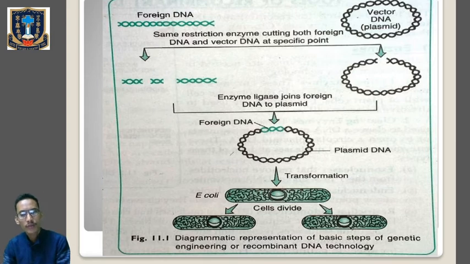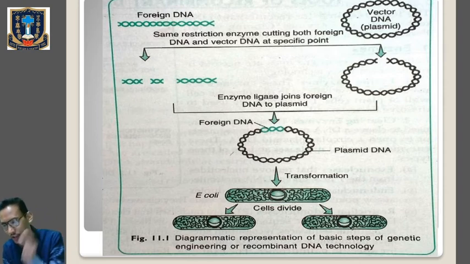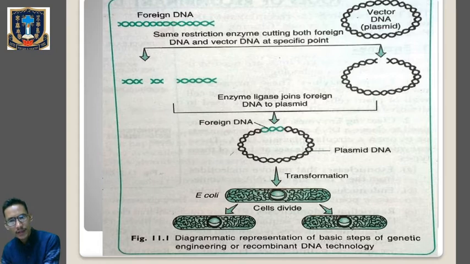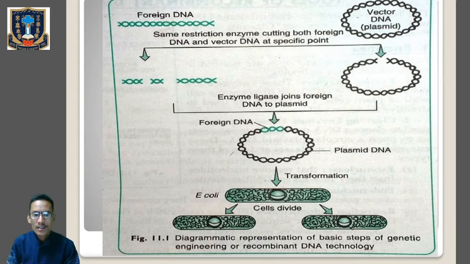Now what is the role of the vector? The vector will help to carry and replicate or multiply the segment of foreign DNA having the gene of interest. So now we have the foreign DNA with the gene of interest, and we have the vector DNA, that is the plasmid vector. Now we will require the use of molecular scissors, that is restriction enzyme or restriction endonuclease. This we have done in the previous classes. This is just a recall for you.